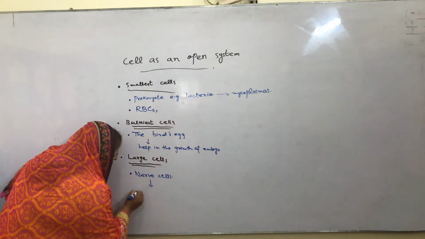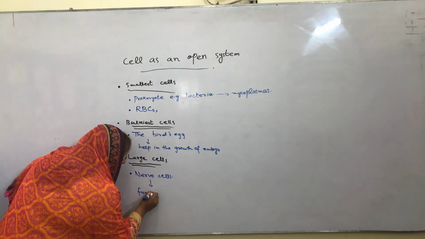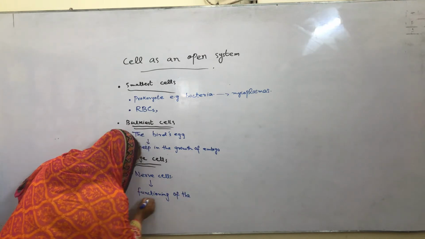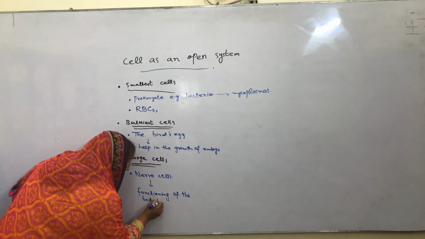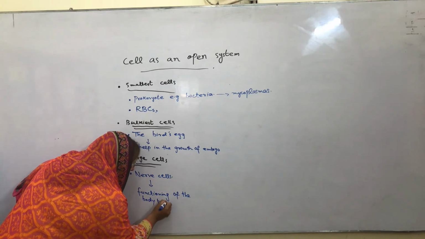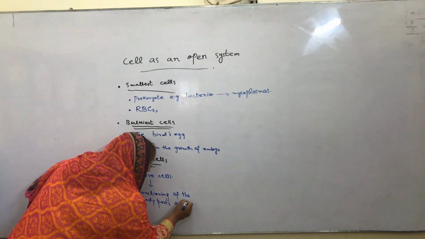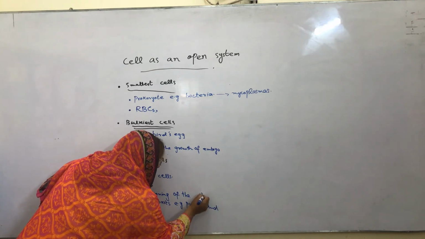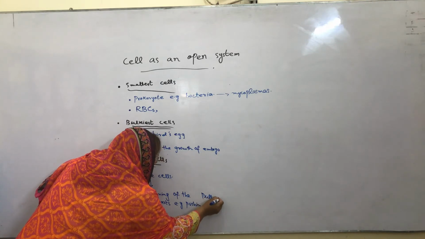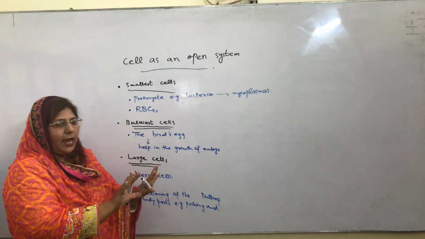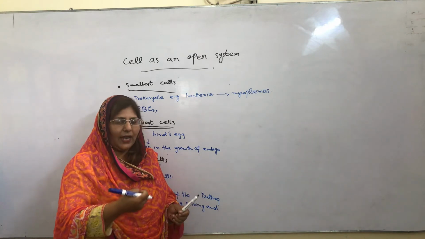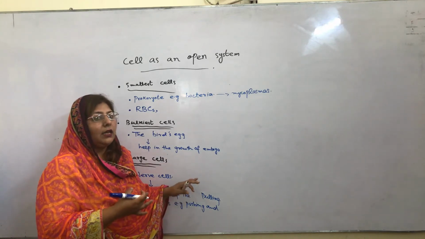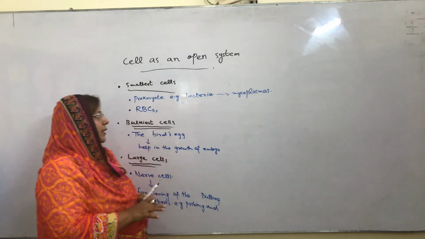They help the functioning of the body parts, for example, pushing and pulling. When we want to push something and when we want to pull something, at that time our nerve cells help us, and they are very large in size in our body.